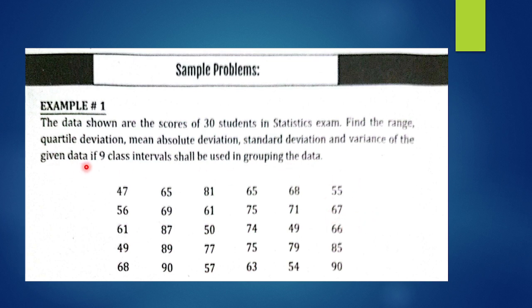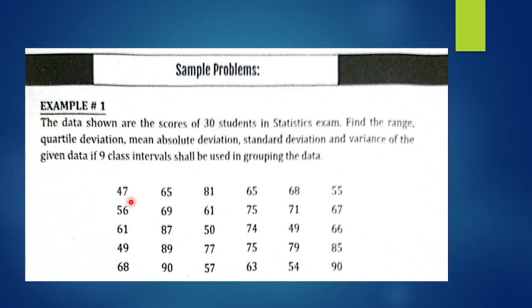Find the range, quartile deviation, mean absolute deviation, standard deviation, and variance of the given data. Okay, so those are the questions. Then there is a condition attached to the question: if 9 class intervals shall be used in grouping the data. So this is the data, with 9 class intervals in grouping the data.